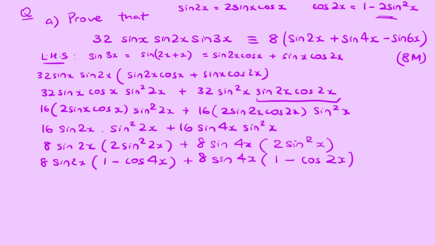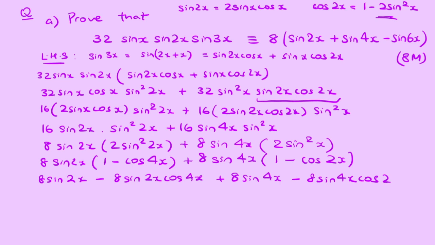So now from here, all I've got to do is expand and simplify. I'm going to have 8 sin 2x minus 8 sin 2x cos 4x plus 8 sin 4x minus 8 sin 4x cos 2x. Now from here, if you notice, we're almost there. We've got the 8 sin 2x, which is there in the answer, and we've also got 8 sin 4x. We just need to sort out the other bit, which is minus 8 sin 2x cos 4x minus 8 sin 4x cos 2x.